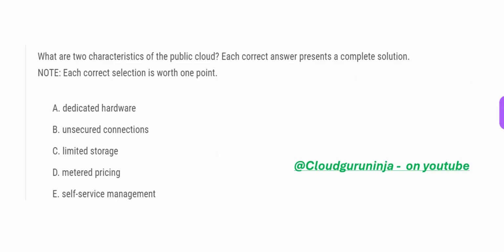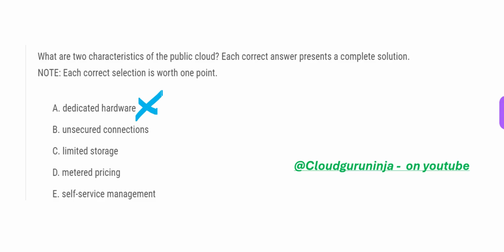Okay, so what are the two characteristics of public cloud? Are they giving dedicated hardware? No, it is shared hardware. There may be, on one hardware, two, three different companies using it. So dedicated hardware is wrong.